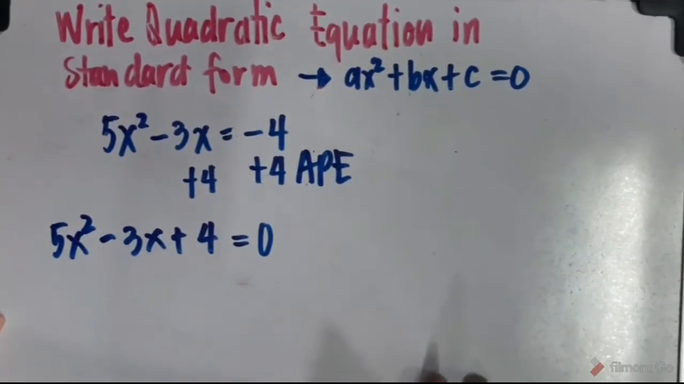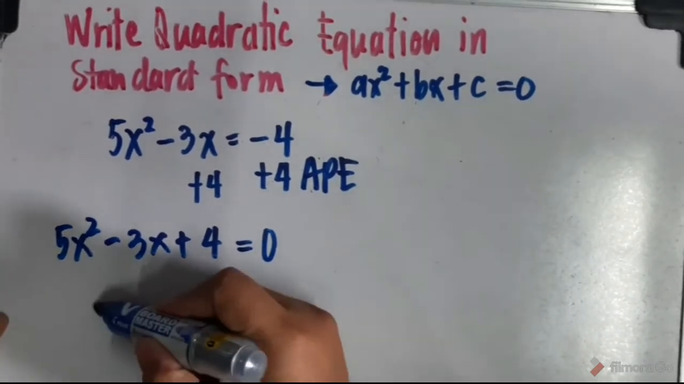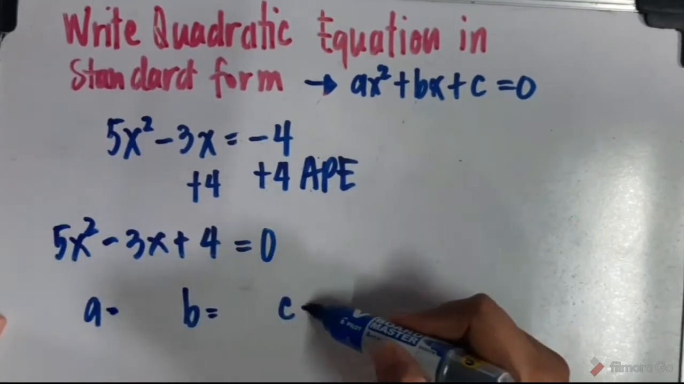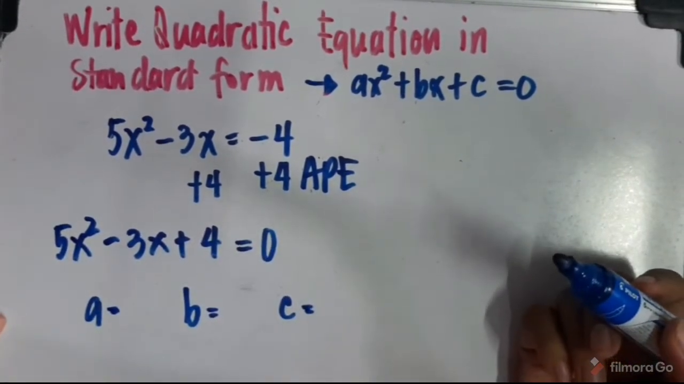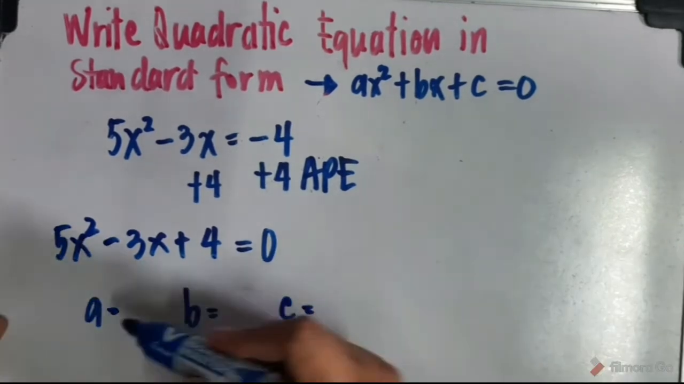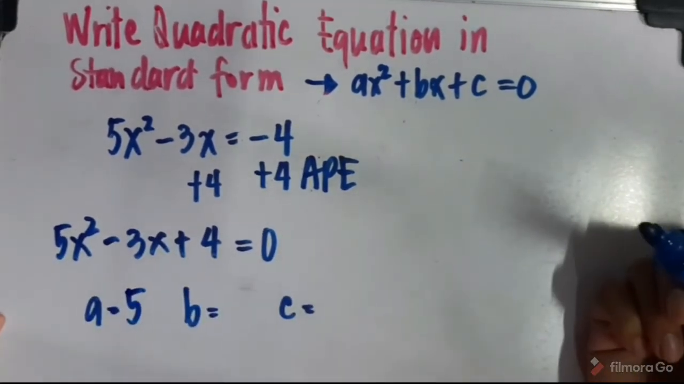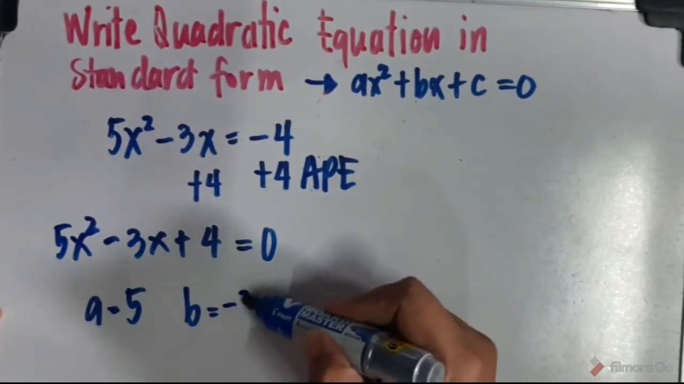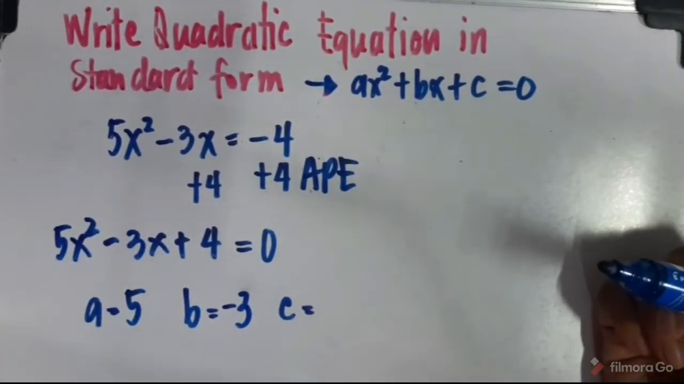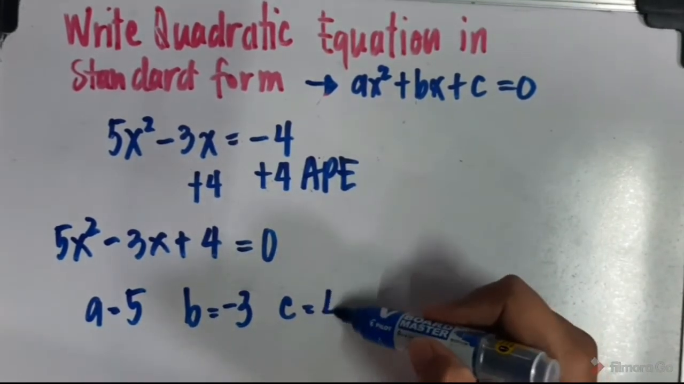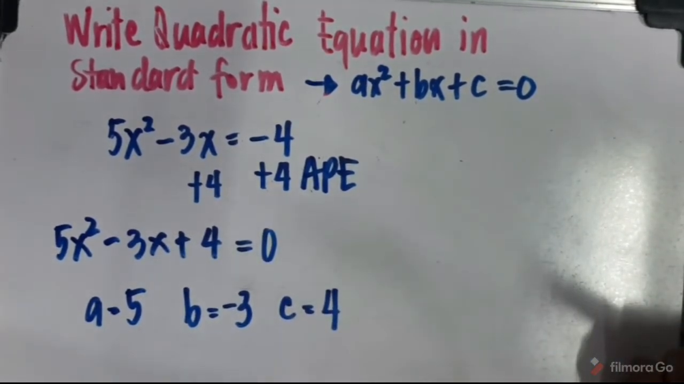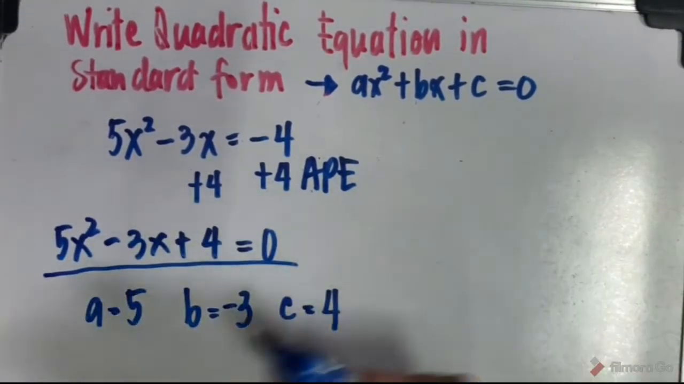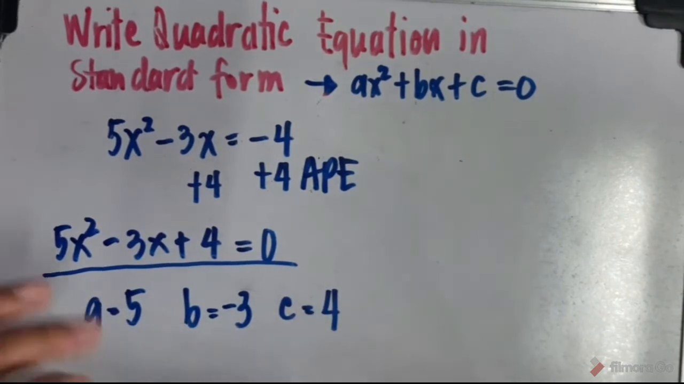Next, let us identify the values of A, B, and C in this given equation. What's the numerical coefficient of the quadratic term? 5. How about for the linear term? That is, our letter B is negative 3. And our constant value is positive 4. So, that's it. We now have the standard form of the equation and the values of A, B, and C.